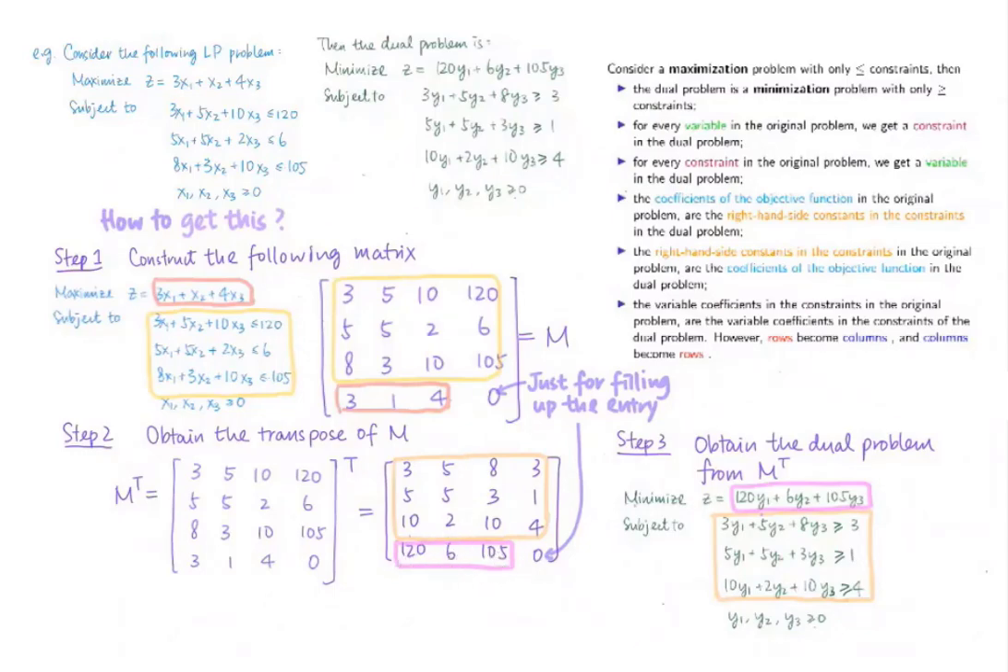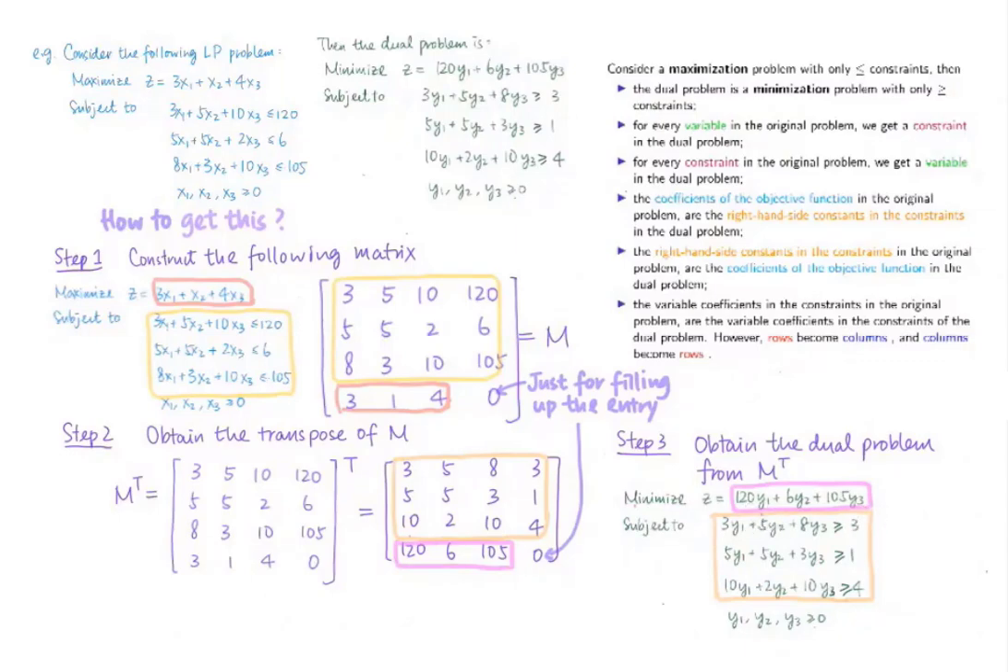126 and 105 become the coefficients of the variables in the objective function of the dual problem. So we will get 120y1 plus 6y2 plus 105y3, which is the expression for Z. One important point is that our original problem is a maximization problem. Then our dual problem will be a minimization problem. Therefore, our objective function in the dual problem will be to minimize Z equals this expression.